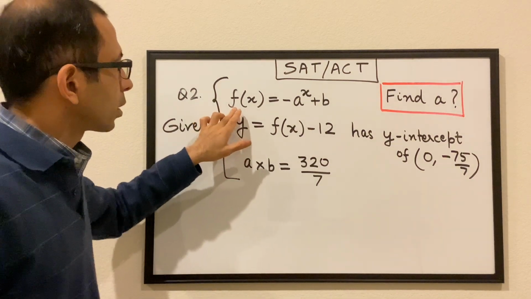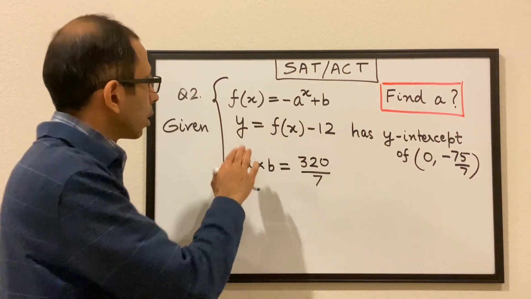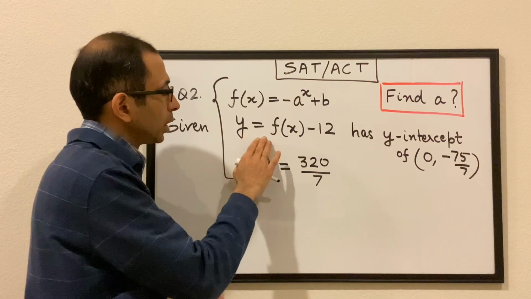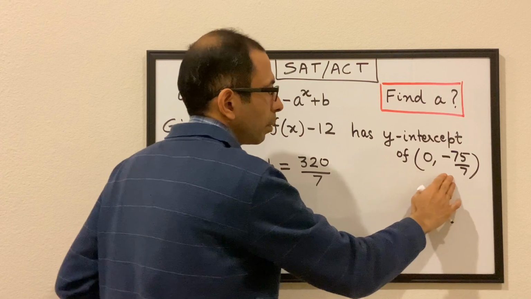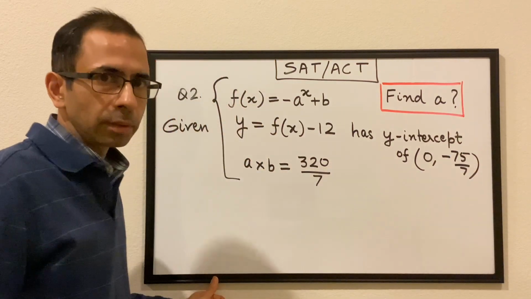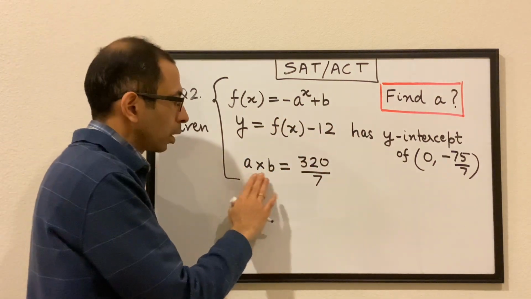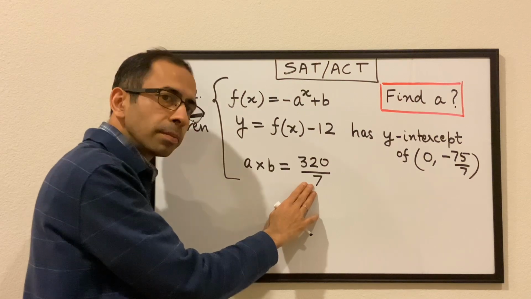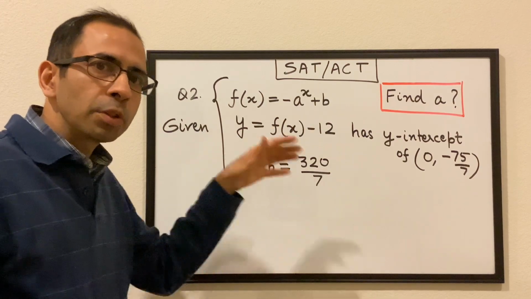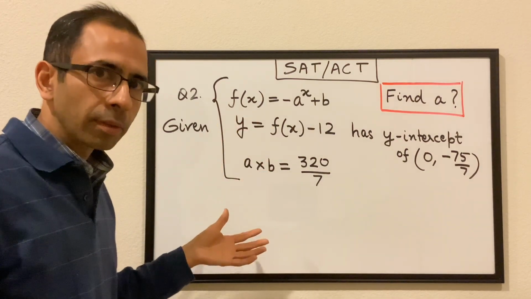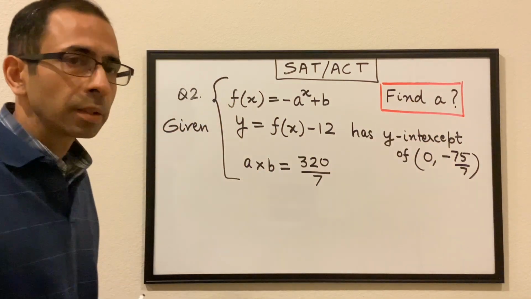We have a function f(x) which is given by minus a to the power of x plus b, okay? Then we have another function y which is equal to f(x) minus 12, and that function has a y-intercept of (0, minus 75 over 7), right? a and b are constants, and the product of a and b is equal to 320 over 7. So a lot of information is given here, and that is primarily to confuse the students in the given information itself, right? And with all this given information, we have to find the value of a, correct?